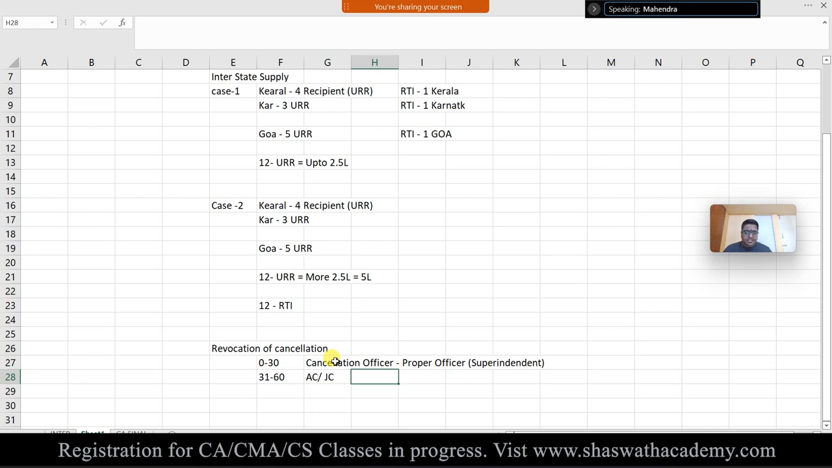AC or JC, additional or joint commissioner. You can make an application to the additional or joint commissioner. They will condone the delay and they will grant you the registration. No, sir, even within that time limit I have not done it, sir. What am I supposed to do, sir? Do it within 61 to 90 days. You can do it with the commissioner.